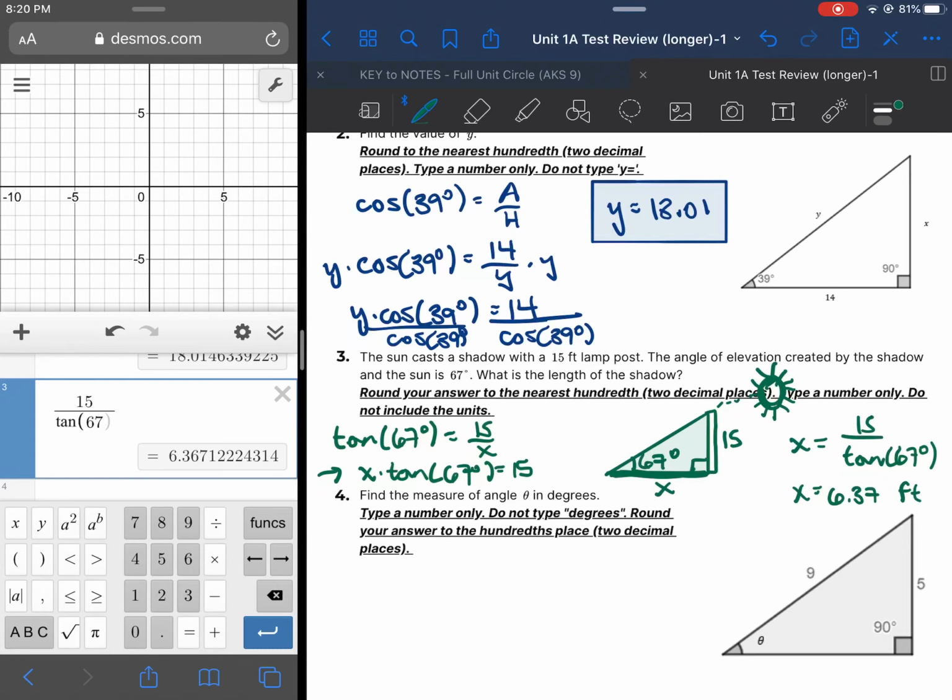And I'm just double checking that feet is in fact my unit of measurement. Okay.